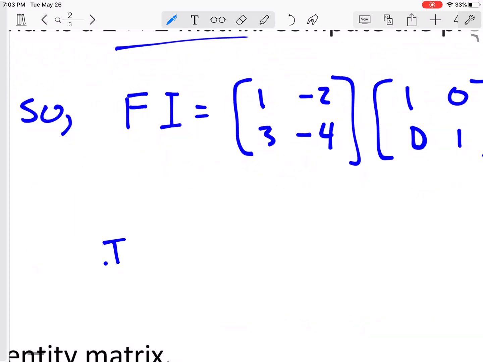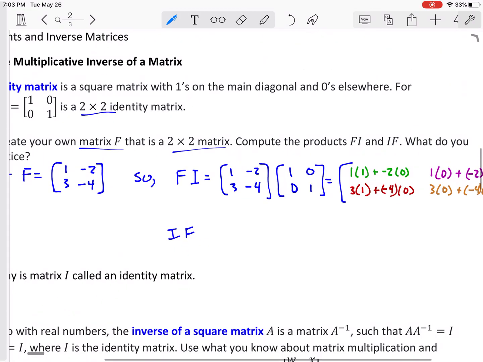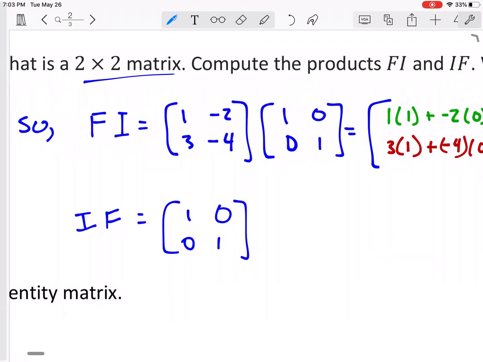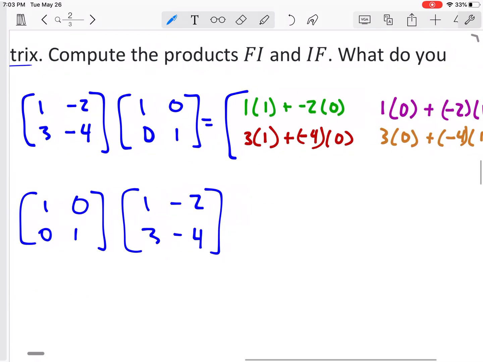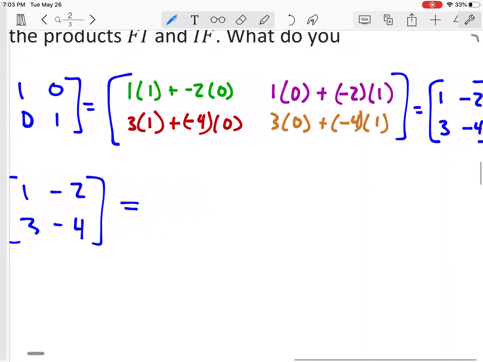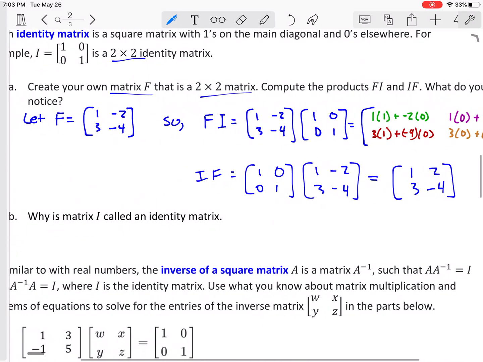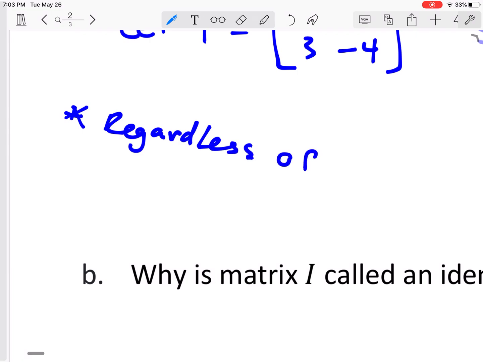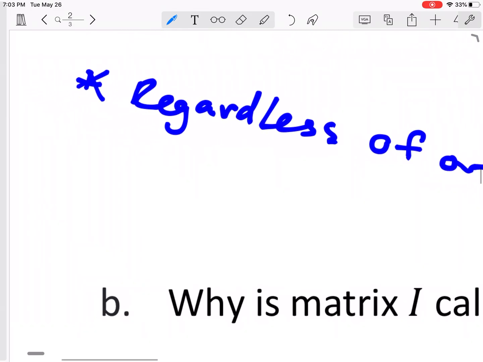Could do this again. I'll ask you to do it the other way around, I times F. Basically it would be 1, 0, 0, 1 times this matrix again, 1, negative 2, 3, negative 4. If you want to test it out, you can, but I'll just tell you, you get the same thing, 1, negative 2, 3, negative 4. So what do I notice? Well, regardless of order, the matrix F remained identical.